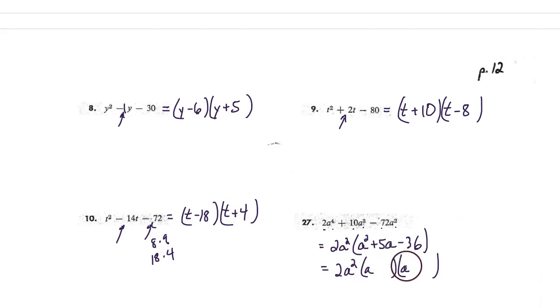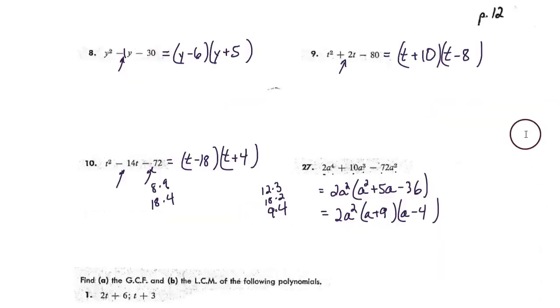A times A, and now we need two numbers that multiply to negative 36, and the numbers combine to make a 5. Well, there's different choices that make 36, like 12 times 3, but with 12 and 3 you can't get a 5. Or 18 times 2, that's 36, but that doesn't make a 5. Or 9 times 4. Well, with a 9 and a 4, you can get a 5. So let's use positive 9 and negative 4.